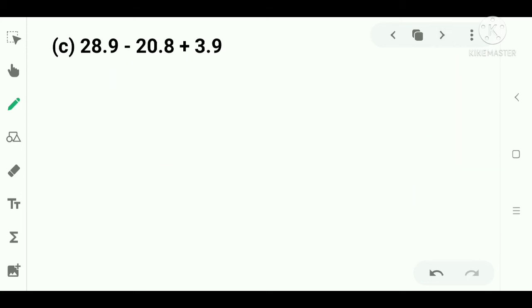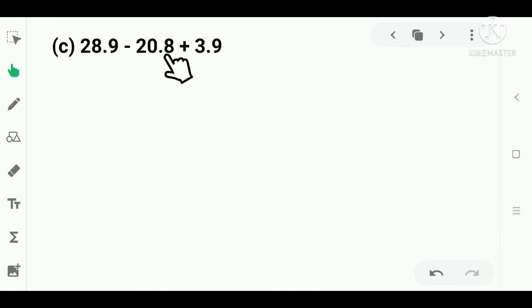C part, students, the question is 28.9 minus 20.8 plus 3.9. So students, apply DMAS here. There is no division, no multiplication. Addition and subtraction are here. So students, first we will do addition, after that we will do subtraction. But students, look here, if you add 20.8 plus 3.9, then your answer will be wrong. Why? Because this 20.8 is a negative number. Why negative? Because before 20 there is a negative sign. So it means this is a negative number.